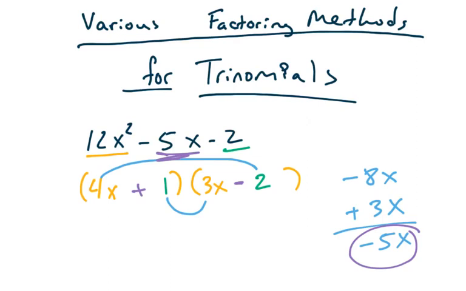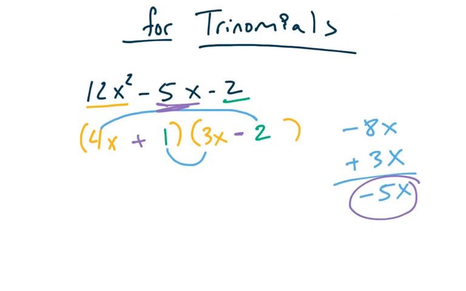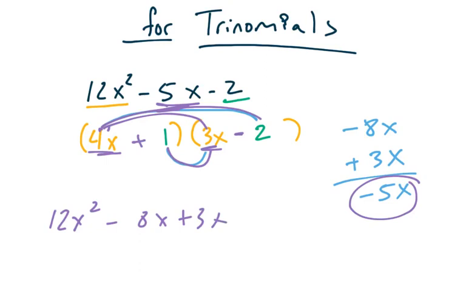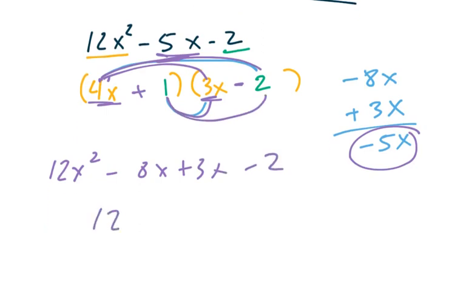Now, why is this true? Well, you can see that it's true because if I FOILed this out, if I did 4x and 3x, that would give me 12x squared. Then 4x times 2, that would give me negative 8x. 1 times 3 is 3x. 1 times negative 2 is negative 2. And because these are like terms, we can put them together and get negative 5x minus 2, which is the original value.